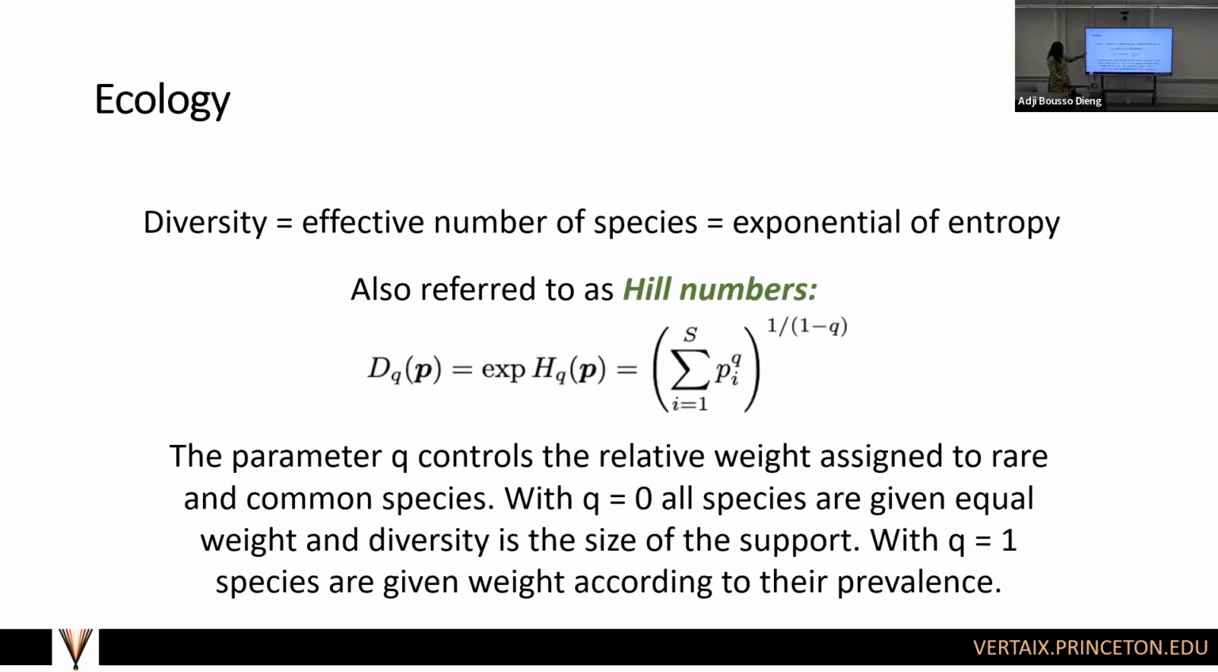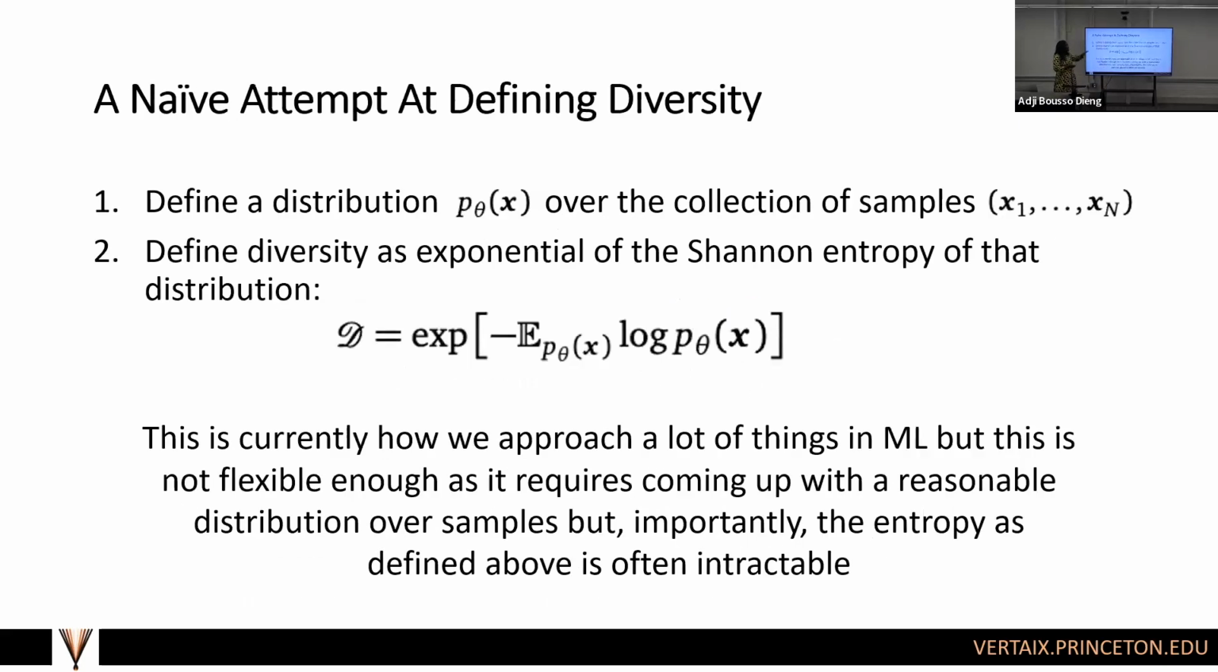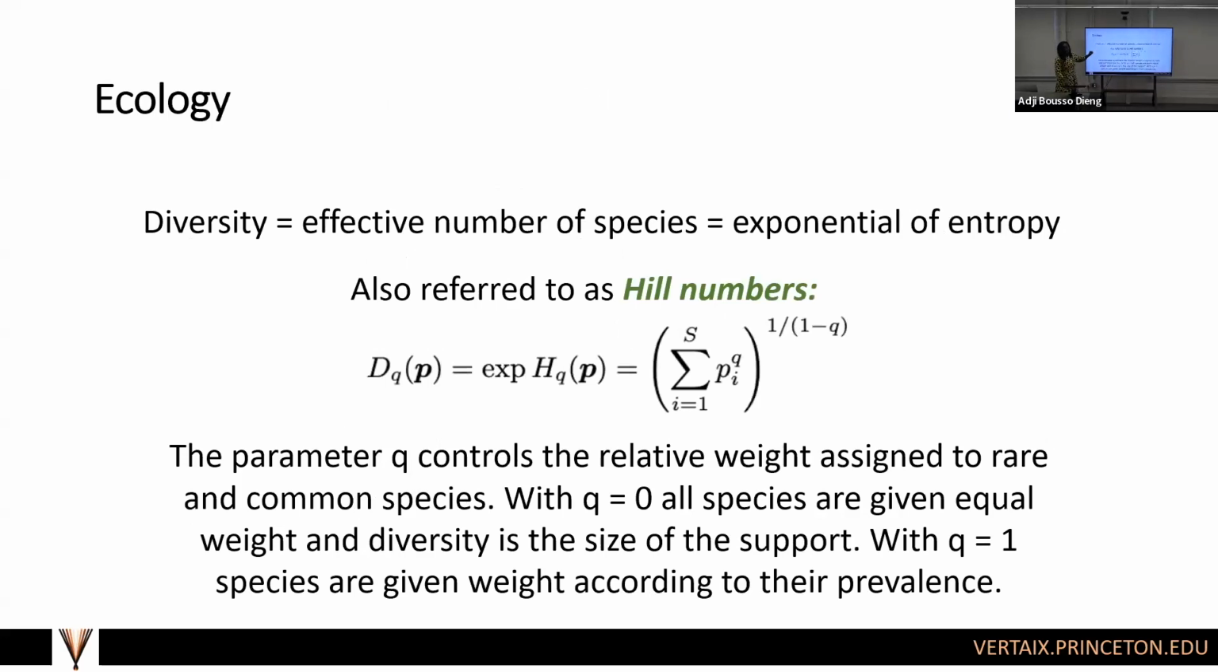Given this definition, we would try naturally to define diversity. Remember, we're given a collection of samples, a collection of observations, a data set. We would naturally define the diversity by trying to put a distribution over that collection of samples and then define diversity as the exponential of entropy, Shannon entropy, which is what we typically deal with in machine learning. So it's the negative expectation under this distribution over the samples of the log of the distribution. So this would be naturally something we would directly get out of this definition, the exponential of entropy.